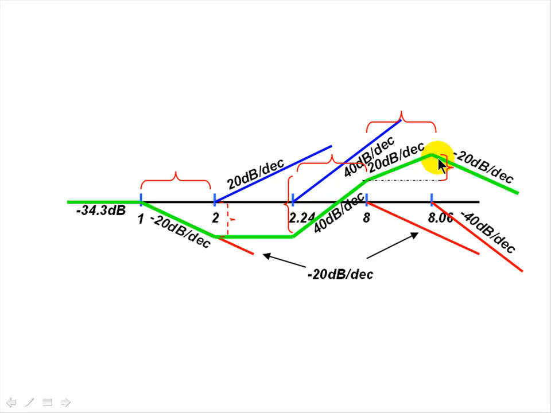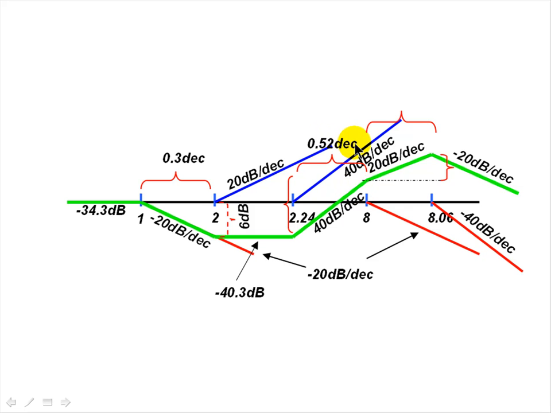Let's compute the values. 0.3 decades between 1 and 2 at a slope of minus 20 decibels per decade. The drop is 6 decibels. So, the curve value at 1 is minus 34.3. The value at 2 is that minus 6. That is, minus 40.3 decibels.